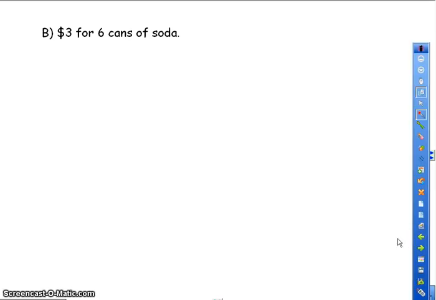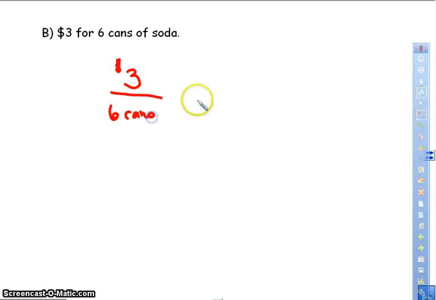We have $3 for 6 cans of soda. Because it's a unit rate, once again, I want this number to be 1 can. I want to know how much the price would be for 1 can. So I'm going to take 6 divided by 6, which is 1, and 3 divided by 6. I want you to pay attention to this. It's $3 for 6 cans.